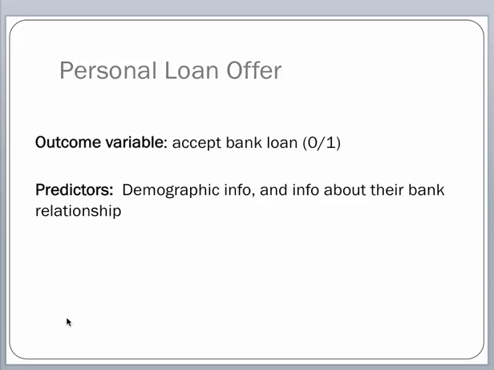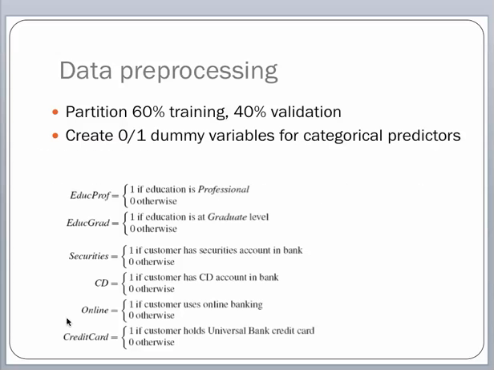Let's take a look at an example and apply this to data. So suppose a customer is approached by the bank, and the bank is offering the customer a loan. Rarely happens these days. The outcome is whether or not the customer accepts the terms of that loan, and predictors might be demographic information or information about the bank relationship.